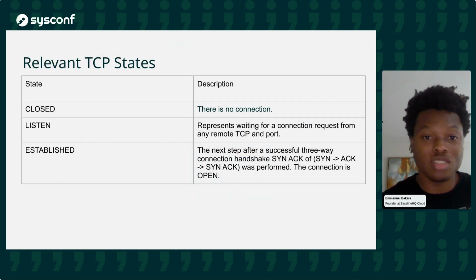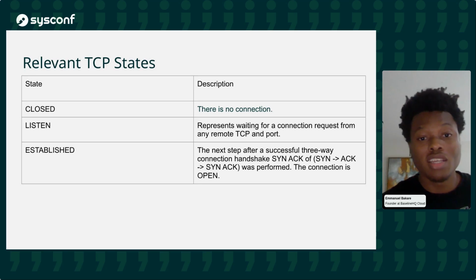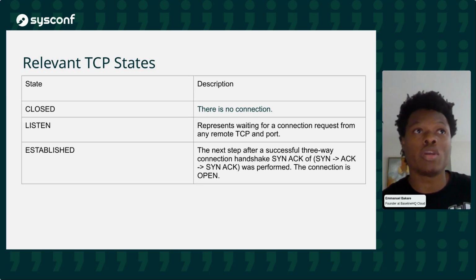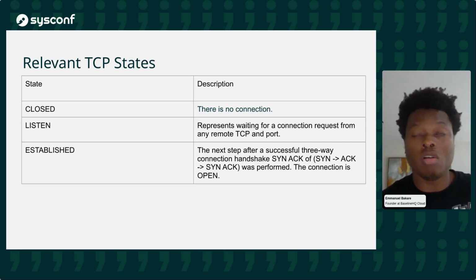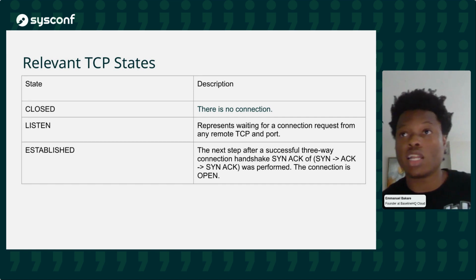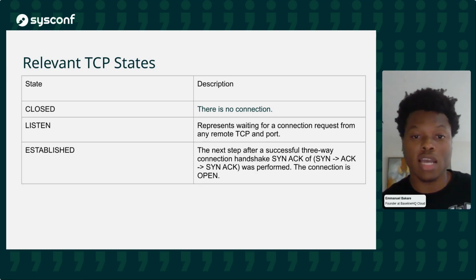So let's get into it. The relevant TCP states I will talk about today are mostly closed, meaning there's no connection, it ended completely. Listen is what happens when you start a server on your laptop, like when you open up a server port. And established is basically, okay, all the connections have been made, the server and the client are talking to each other. For simplicity, I just did the classic three-way handshake, which is SYN, SYN-ACK, ACK.